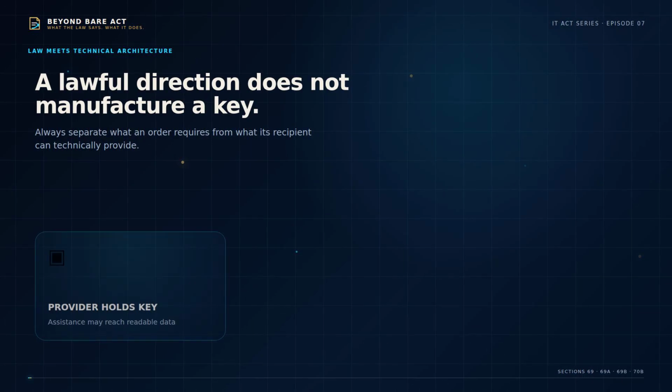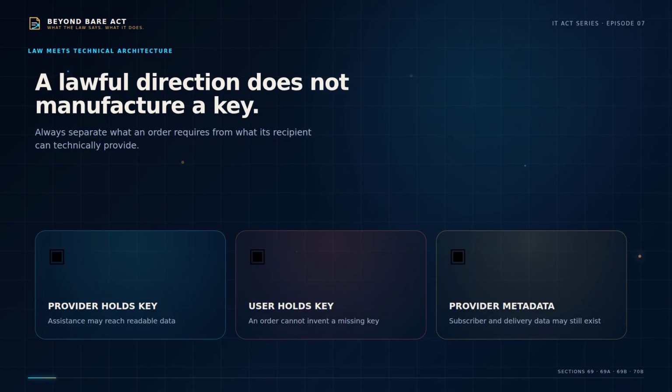Section 69 can require a subscriber, intermediary, or person in charge of the computer resource to provide specified technical assistance. Failure to assist under subsection 3 can attract imprisonment up to 7 years and a fine. But a legal direction does not manufacture a key that nobody holds. Under the 2009 rules, a decryption direction may be addressed to the holder of the decryption key. For an intermediary, the direction is limited to the extent that the intermediary encrypted the information or controls the key.